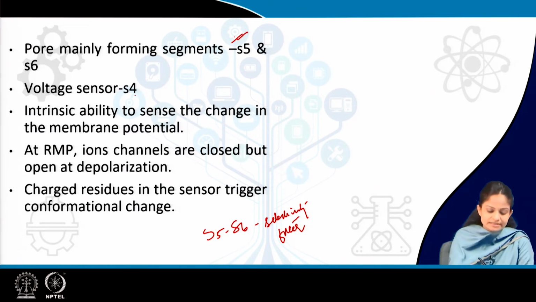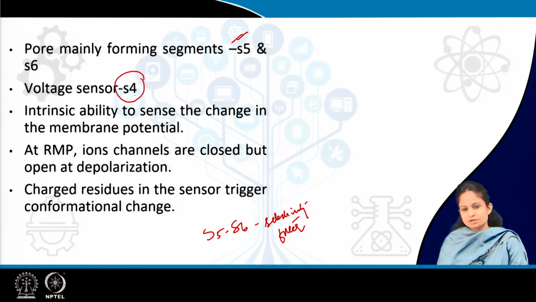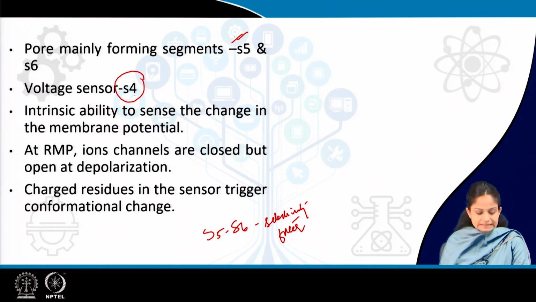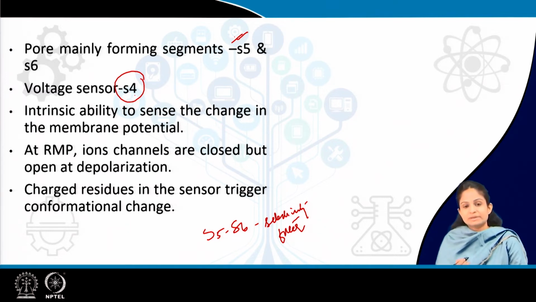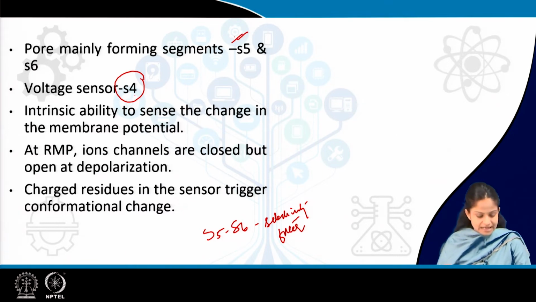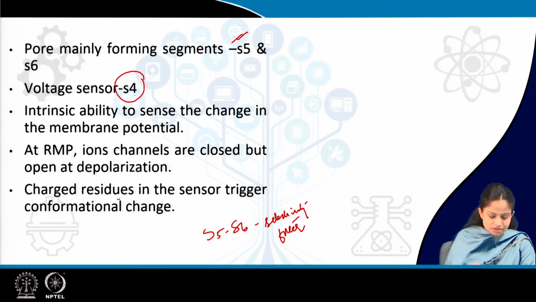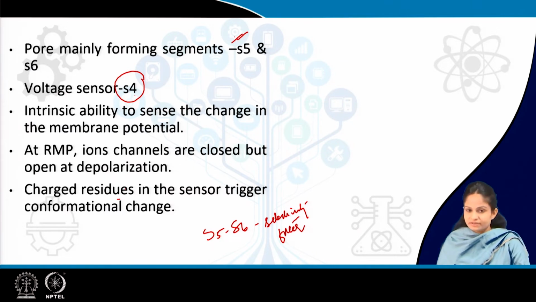The voltage sensor is present in S4, which contains lots of positive charges, and this sensor has an intrinsic ability to sense the change in the membrane potential. Whenever it senses changes in the membrane potential, it brings about a conformational change in the channel protein, and thus the charged residues in the sensor trigger the conformational change.